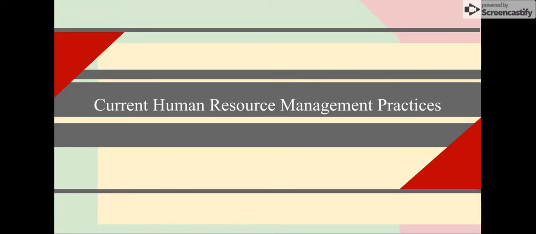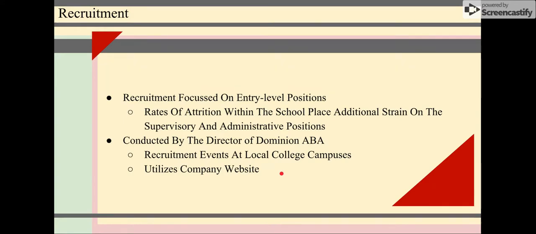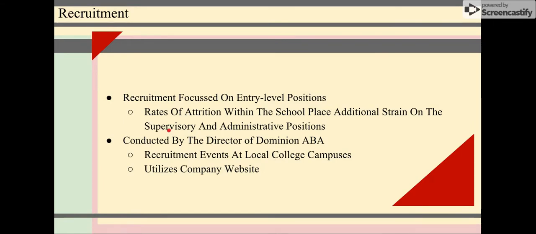Here are some of the current human resource management practices. Currently we are primarily focused on both recruitment events at local college campuses and utilizing the company website. The director of Dominion ABA is primarily in charge of these responsibilities. But when we are hiring people, we are usually using them in entry-level positions, and the rates of attrition within this population are very high. So it's an as-needed basis primarily right now.